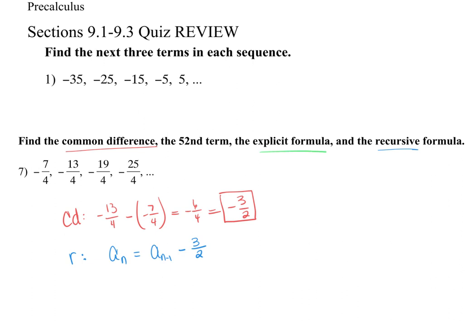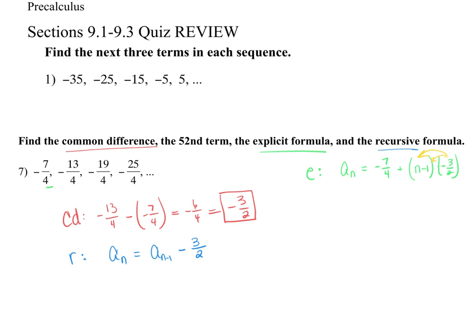Explicit. Your explicit formula is always going to be the same for arithmetic ones. If I want to find a specific term, I'm going to start with my first term. So my first term here is negative 7/4. And I am going to add whatever term I'm on minus 1 multiplied by my common difference that I've already found. You do want to simplify this. Don't leave it like this. You're just doing basic algebra to simplify.